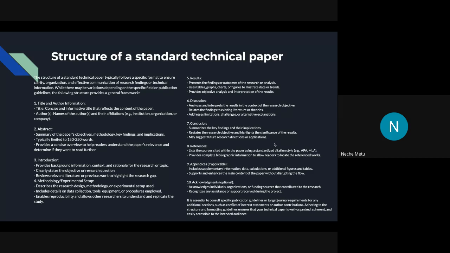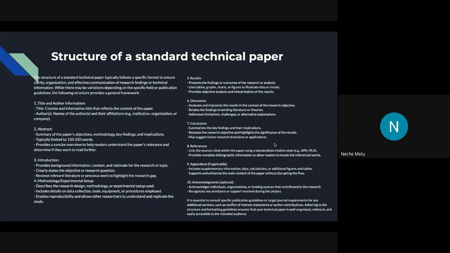So moving over to your introduction, it provides the background information, context, and the rationale for the research or topic. And then it clearly states the objective of your research questions. It reviews your relevant literature or previous work to highlight the research gap. And then the fourth, we have the methodology, the experimental setup. It describes the research design, methodology, or experimental setup used.